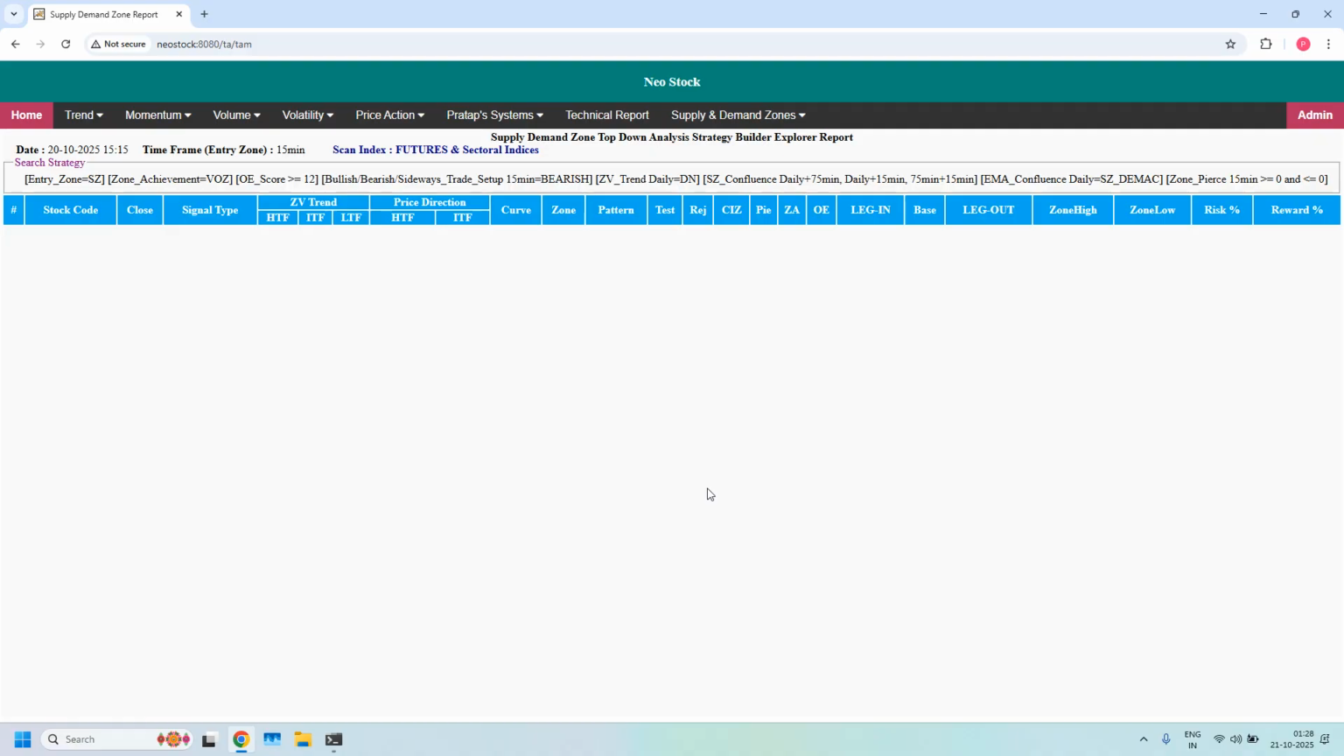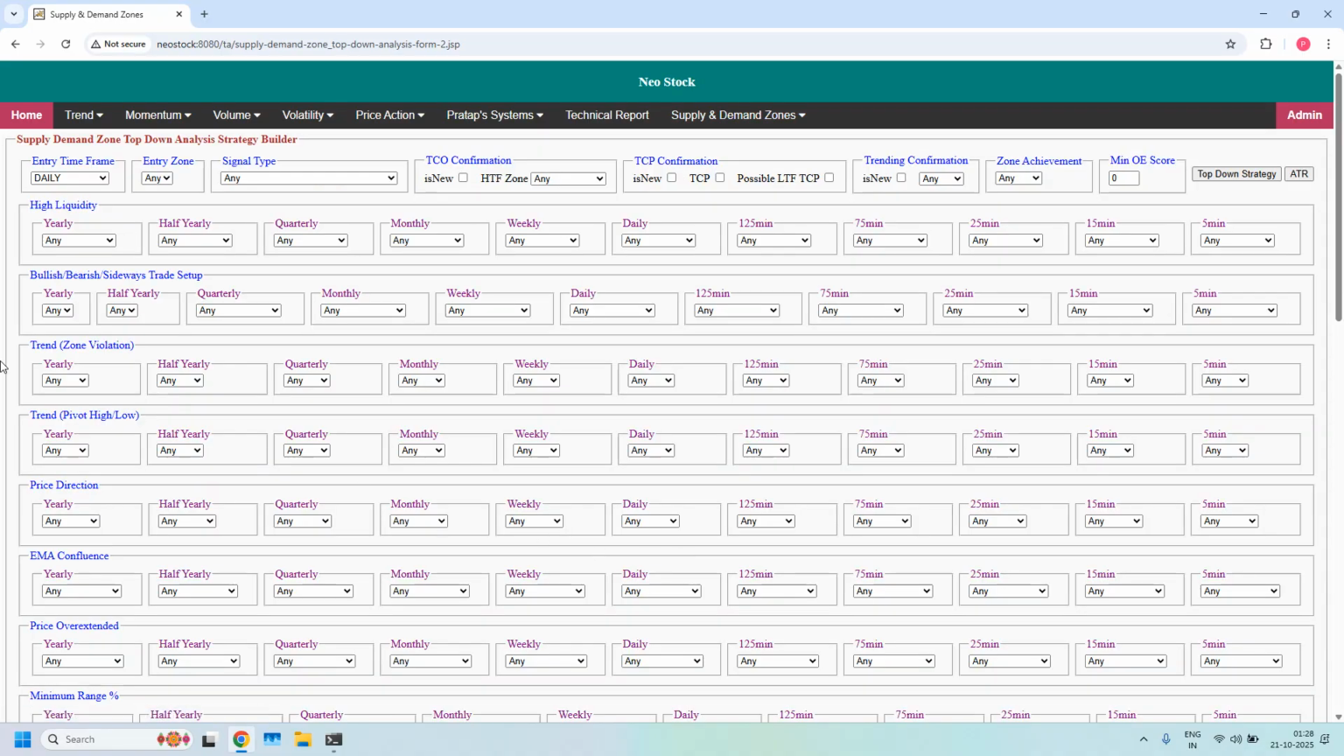So this is the bearish trade setup for the daily income trade. With this, we have completed all the 3 income trade reports. Next, I will find the stocks near demand and supply zones for all the time frames, starting with yearly.